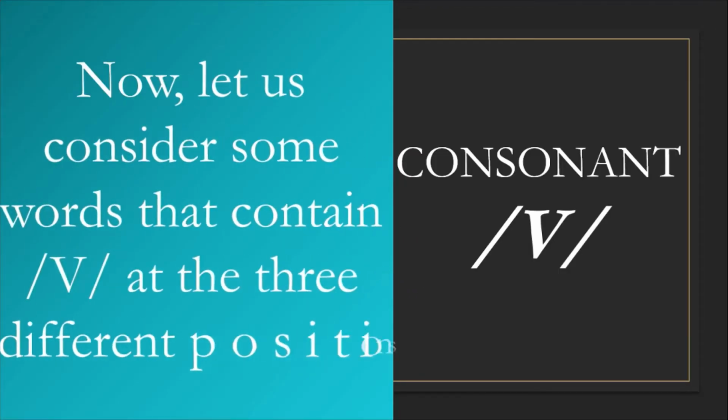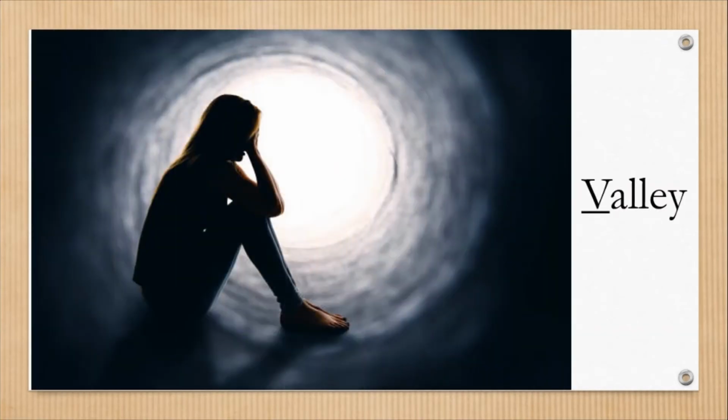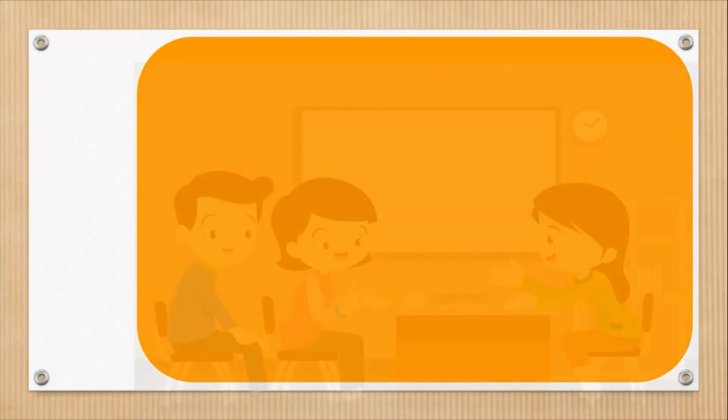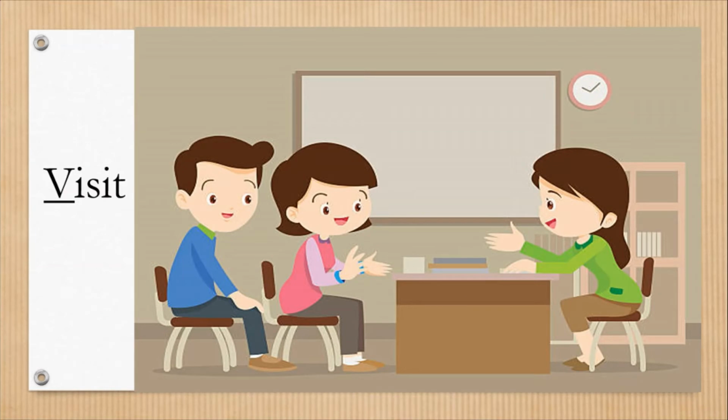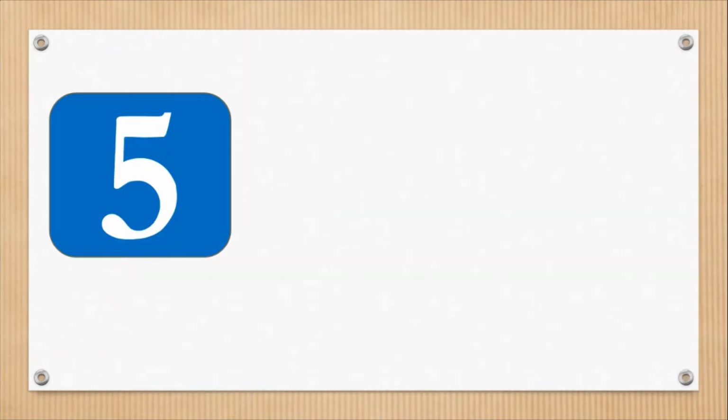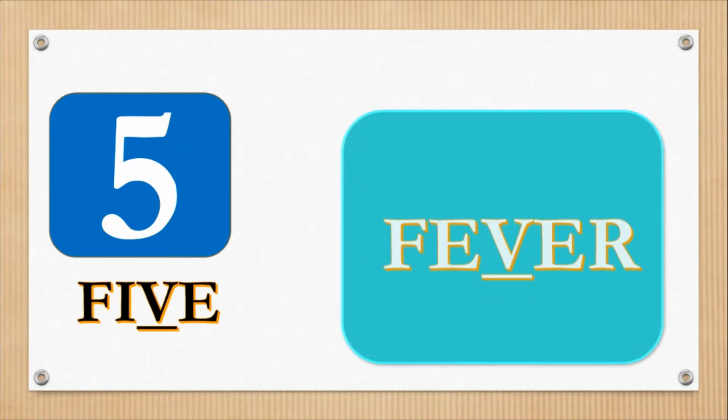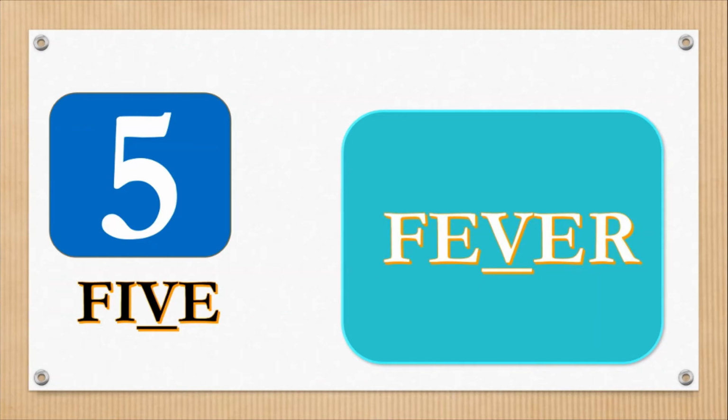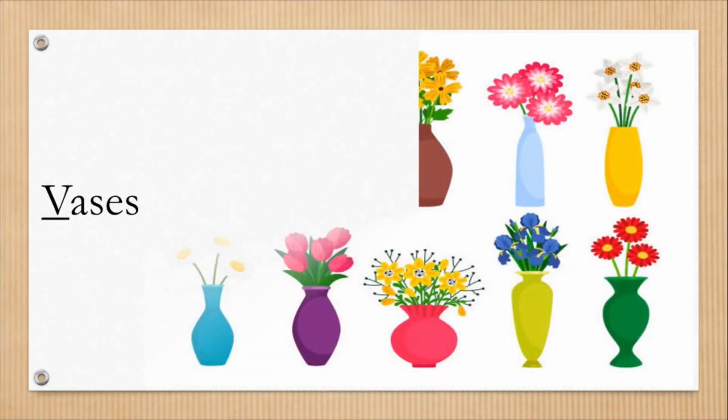Alright, I want us to look at words that contain the v sound at the three different positions that we have discussed, just the way we did it for the f sound. Alright, let's begin. This is valley. What do we have here? Visits. Let's go. Five. Okay, what do we have? Fever.